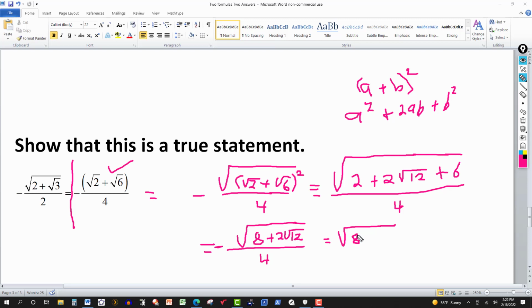Is still going to be there. Square root of 4 is 2. Comes outside. So that'll give me a plus 4 radical 3, all over 4. Looking closer now. Got the radical 3 there, and got 8 and 4. Can factor out a 4.